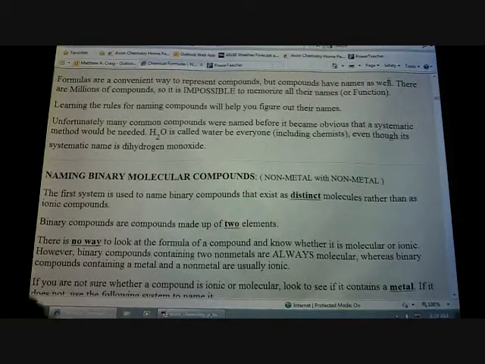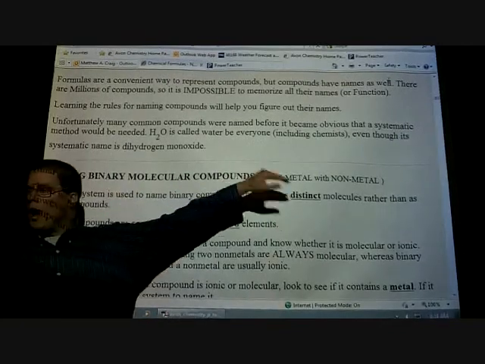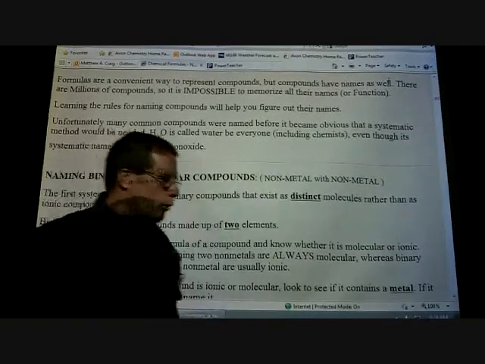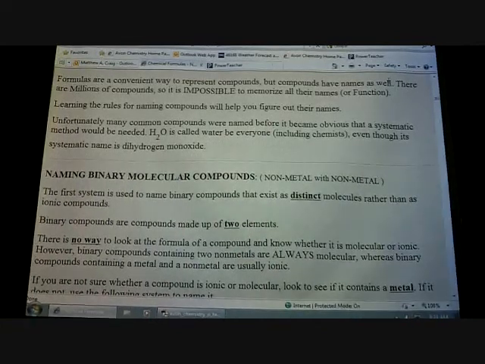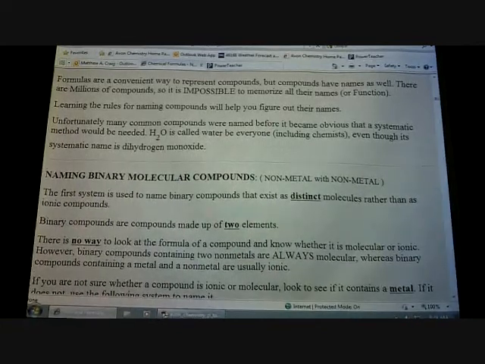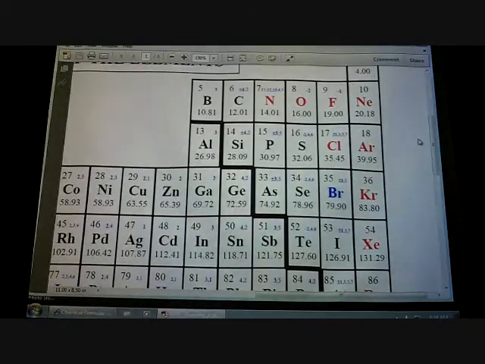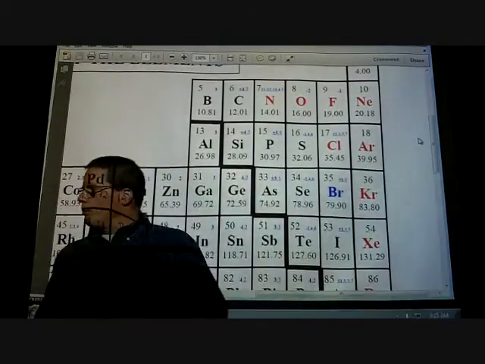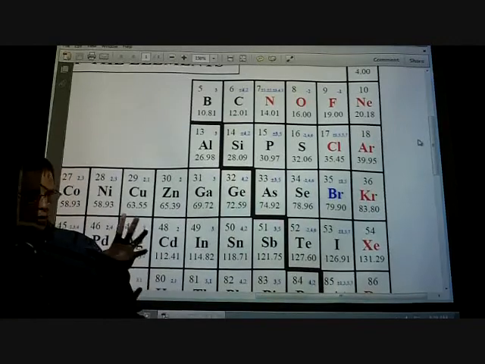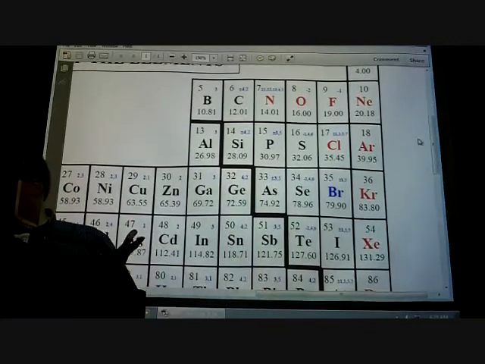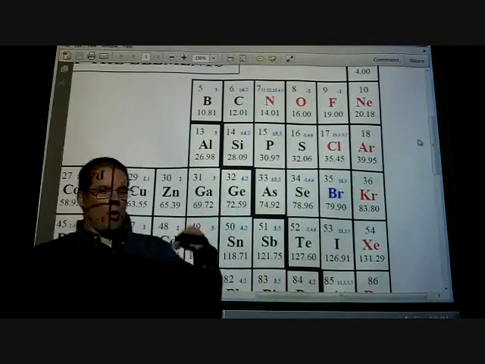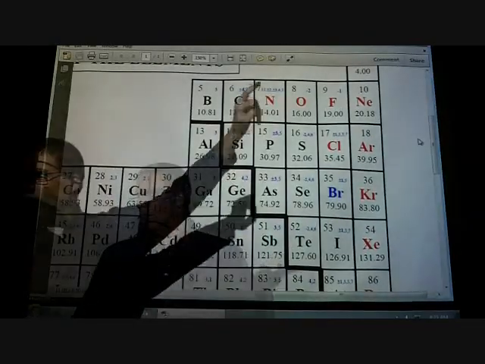All right, naming binary molecular compounds, or nonmetals with nonmetals. Probably the first thing we have to do is recognize who the nonmetals are. So go ahead and get your periodic table out. I'm sure you do already. And if you have something, and again, I'm not looking for a fat Sharpie, but something like a very thin Sharpie or a pen that you can write on your periodic table, I'm going to have you draw the nonmetal triangle.